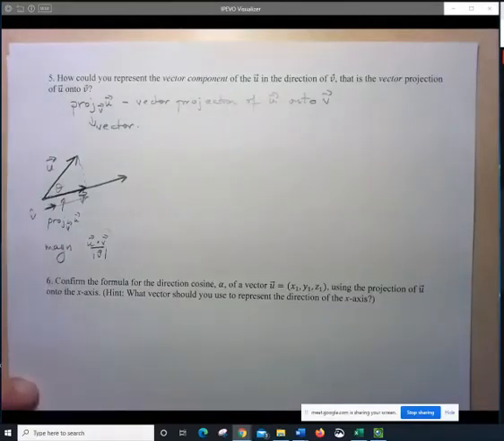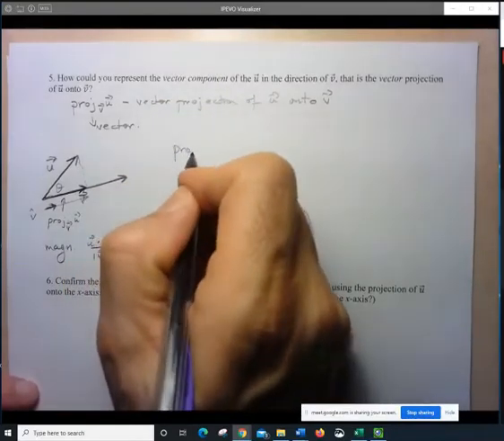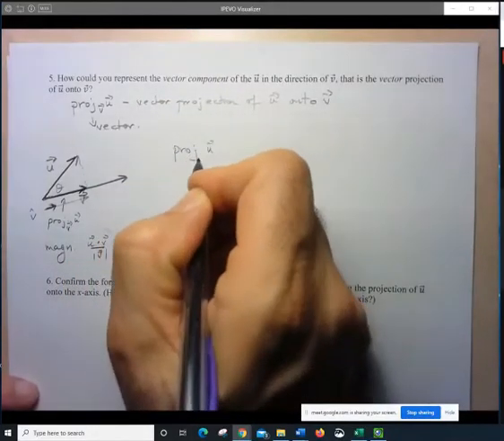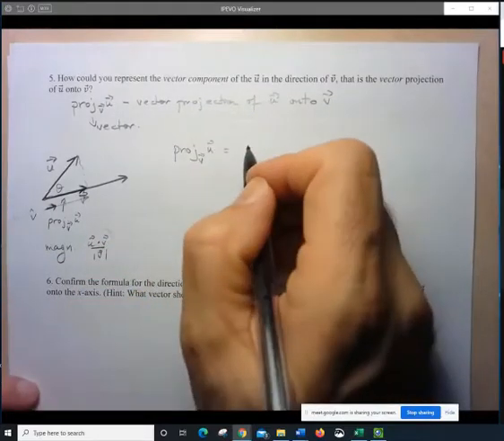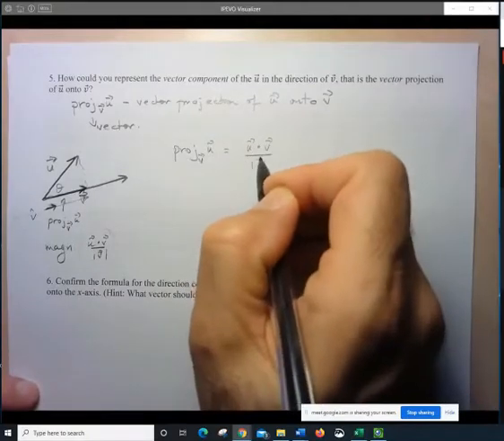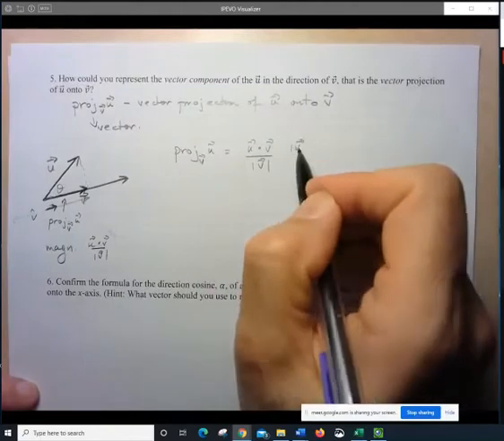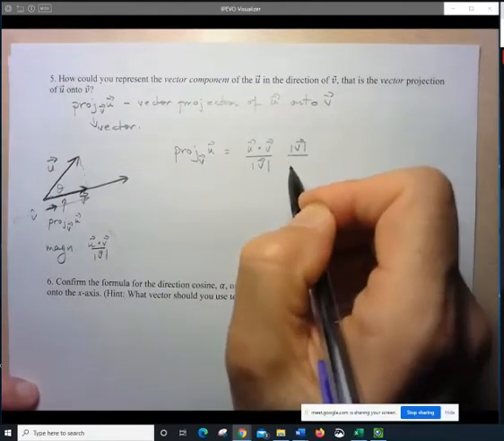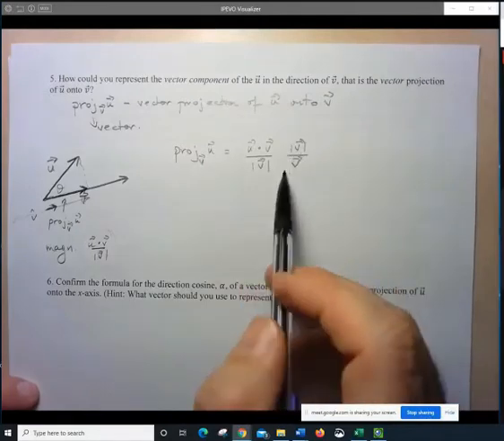If you remember, in the past I said these unit vectors are going to come in handy for us. If we're looking for the vector projection of U onto V, we take the scalar projection and multiply it by the unit vector in the direction of V. And of course, how do we find the unit vector in the direction of V?